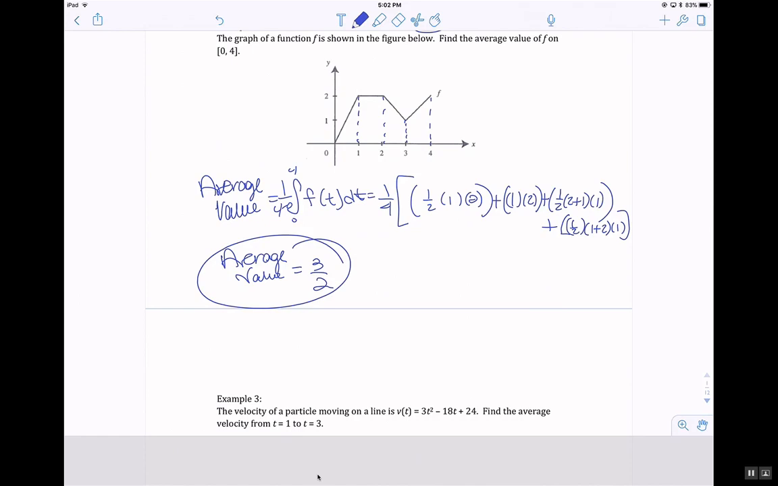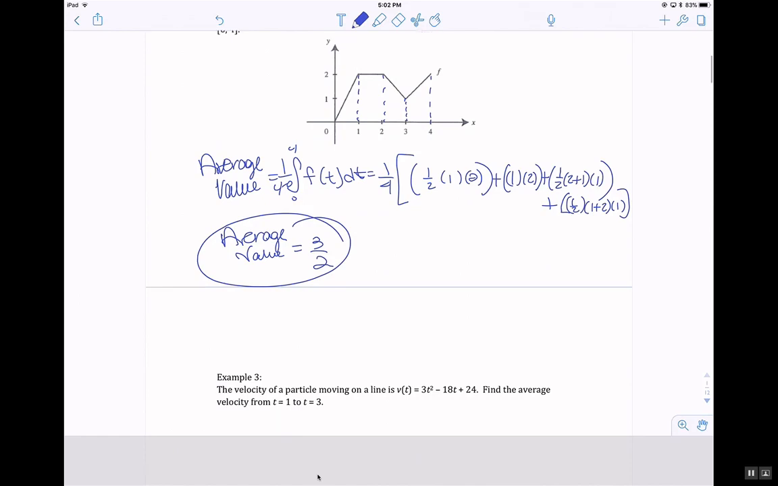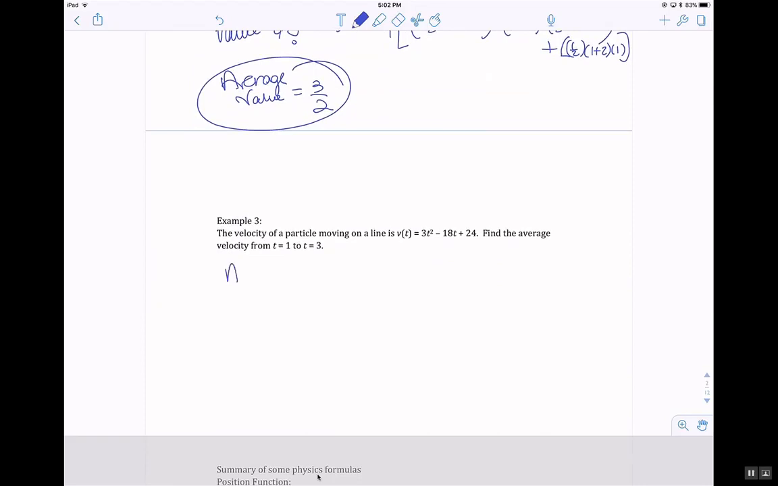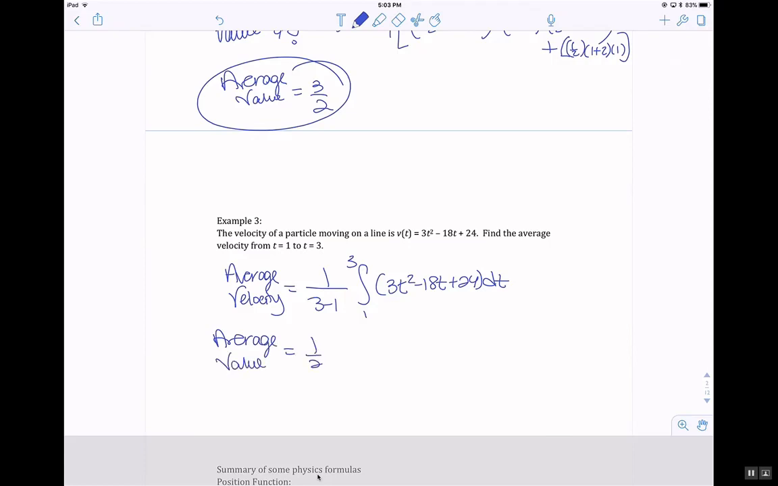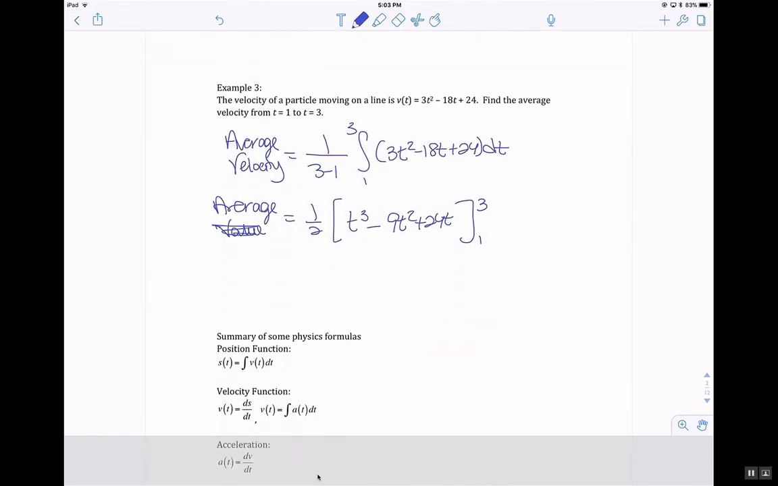Okay. Average velocity, when I'm given the velocity equation, is average value. So 1 over 3 minus 1, antiderivative from 1 to 3, 3t squared minus 18t plus 24. So then, average value, 1/2 t cubed minus 9t squared plus 24t, take my antiderivative from 1 to 3, and then I plug everything in. I can go average velocity.